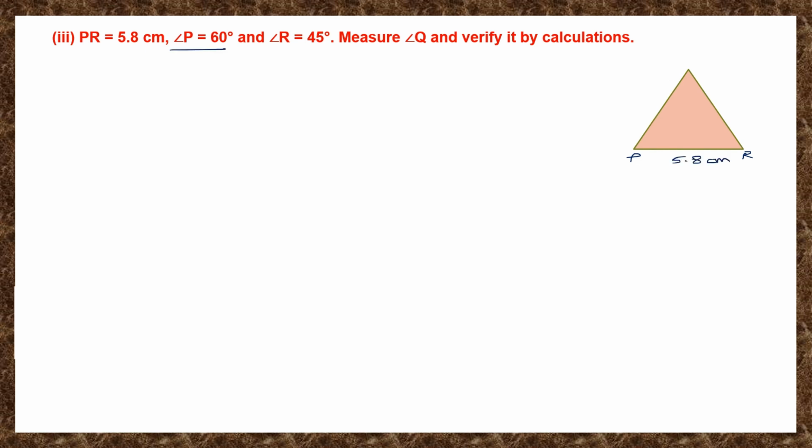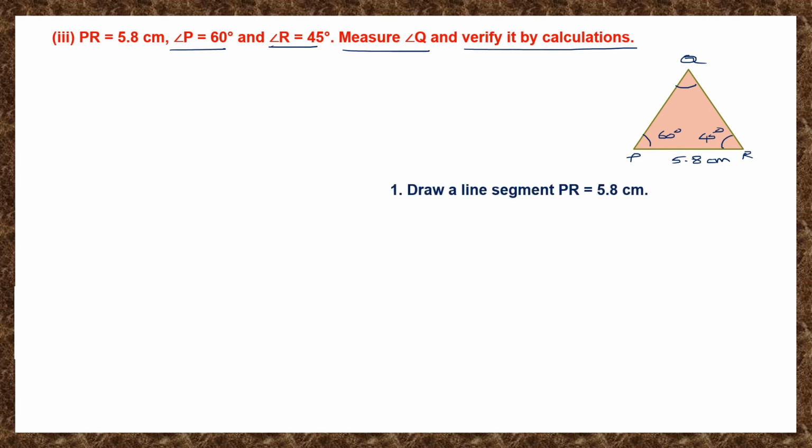Now angle P is 60 degrees. That means here we have 60 degrees. Angle R is 45 degrees. So here we have 45 degrees. Now we've been asked to measure Q. So this is going to be Q. We've been asked to measure Q and to verify it by calculations. So let's begin. First step, draw a line segment PR equals 5.8 centimeters. So we have PR and this is 5.8 centimeters.